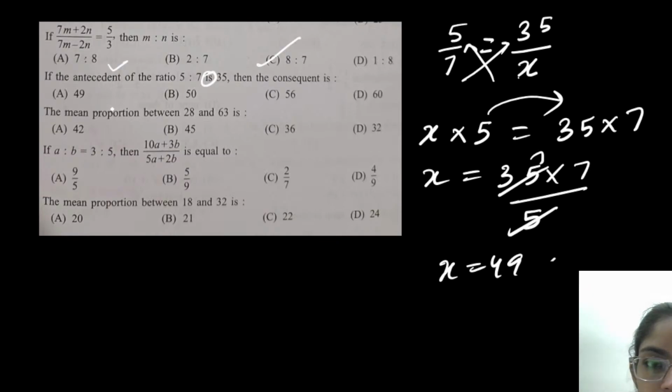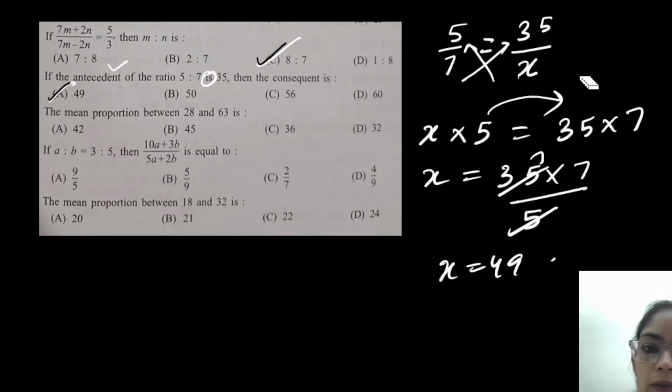Which option? Option number A. So A, here we have 8 by 7. Anyone, any doubt? X is equals to 49. So consequent is the denominator and antecedent is the numerator. So this fraction 5 by 7 is equals to 35 by x. X is equals to 49. Let's do the next question now.